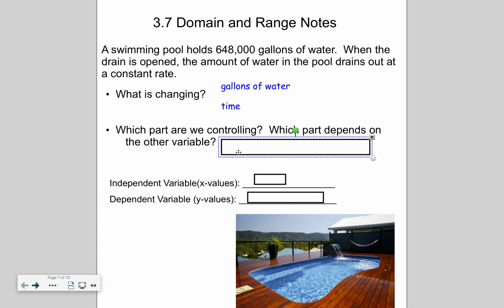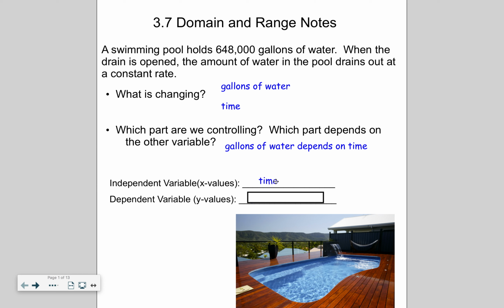The amount of gallons of water in the pool is going to depend on how long the drain has been open. So our independent variable is time. That's the part we're controlling. I could open it up for half an hour and then close it up. It all depends on kind of what I need to do. The dependent variable is the gallons of water. Again, that depends on how long we've left the drain open.